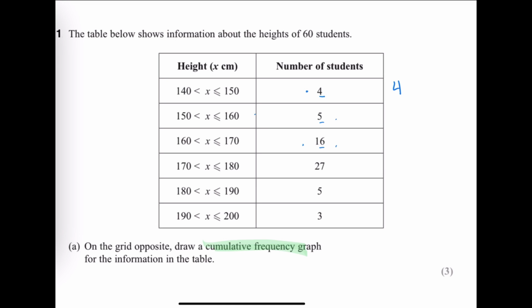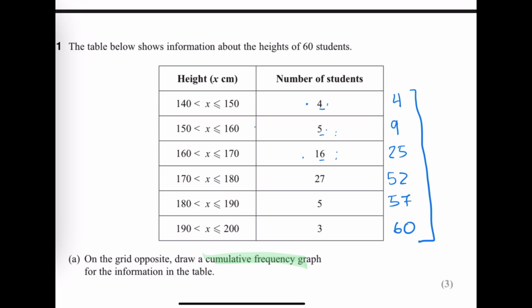We know that the first starts with 4. If we add 4 and 5, it's 9. Then 9 plus 16 is 25. 25 plus 27 is 52. 52 plus 5 is 57, and 57 plus 3 is 60. So these are the values that we're going to plot.